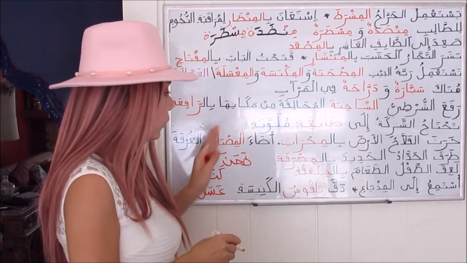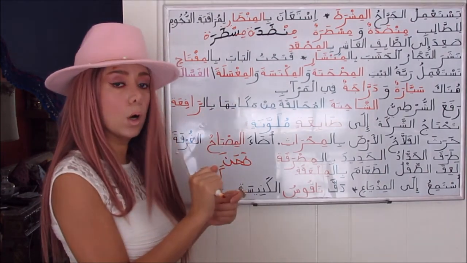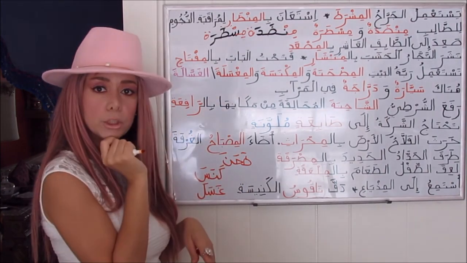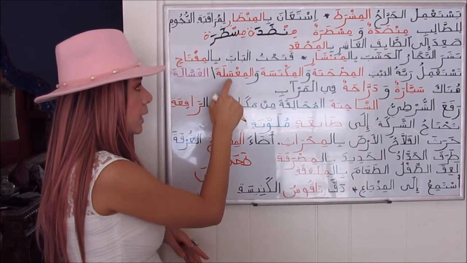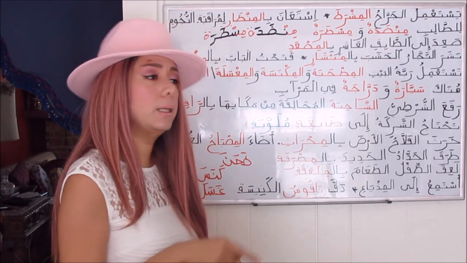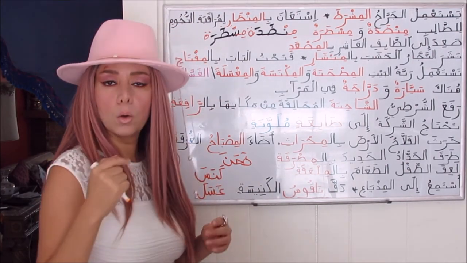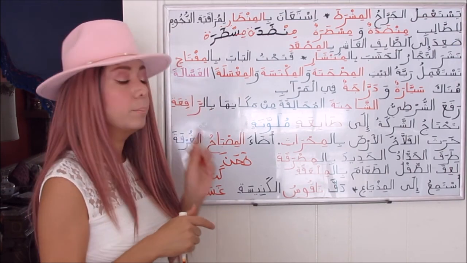These are all three-letter verbs. غسلة, to wash. مغسلة, washing machine. And this can have two different patterns with the same meaning. غسالة also means washing machine. غسالة, مغسلة.